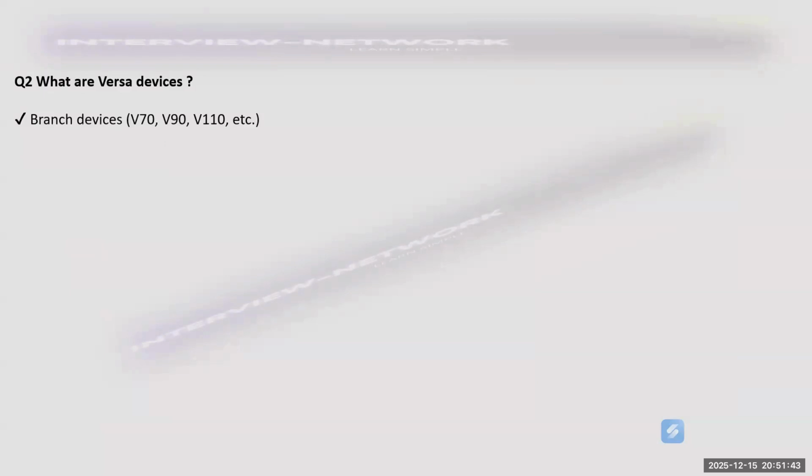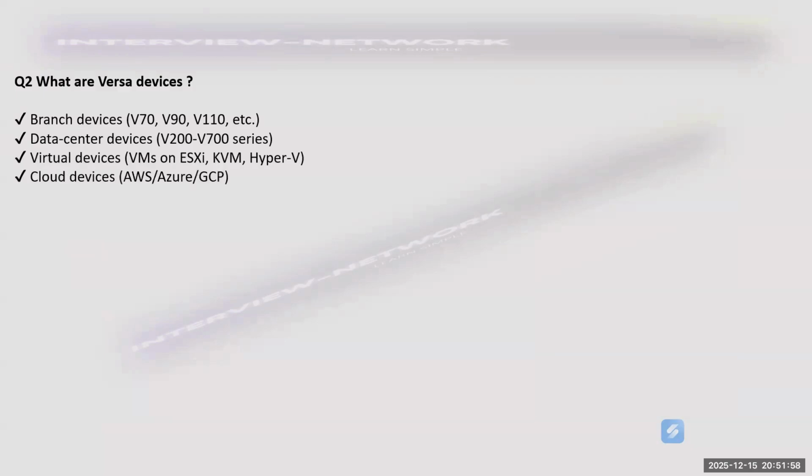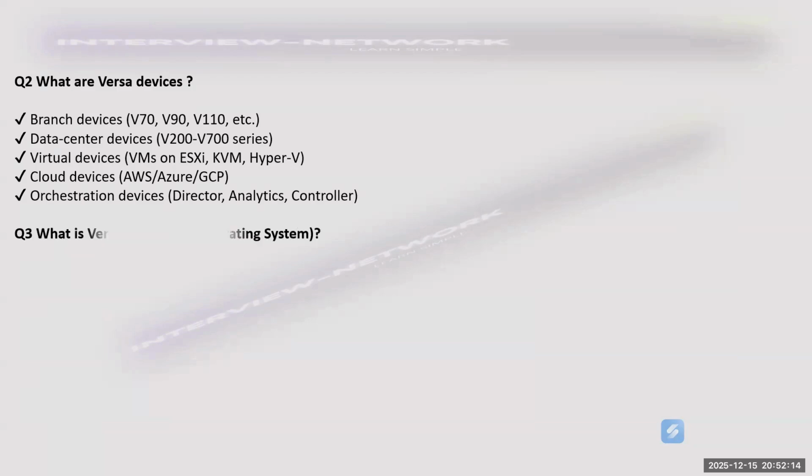What are Versa devices? On the branch, we can use V70, V90, V110. In data center devices, we use the V200, V700 series of devices. Then we have the virtual devices like any other SD-WAN. It's a VM on ESXi and KVM and Hyper-V also. And then cloud services, we have AWS, Azure, or GCP, and then the orchestration devices, which are the main component of Versa, which are Director, Analytics, and Controller. What they are and what their use is, we're going to understand later.